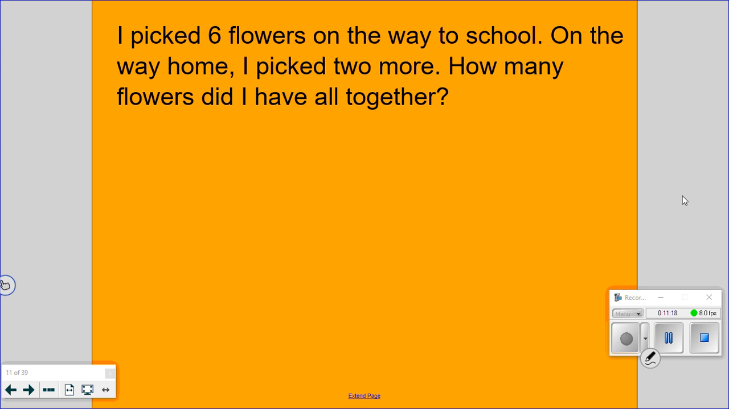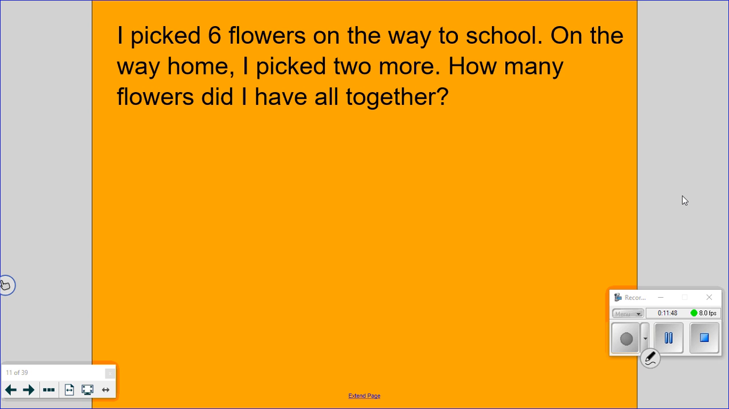I picked 6 flowers on the way to school. On the way home, I picked 2 more. How many flowers did I have all together? Read that one more time. Figure out what I am counting in this problem. If you already know, write your answer sentence. Leave a blank for the number. I'm sure you can figure out the number really easy, but let's practice doing our routine.